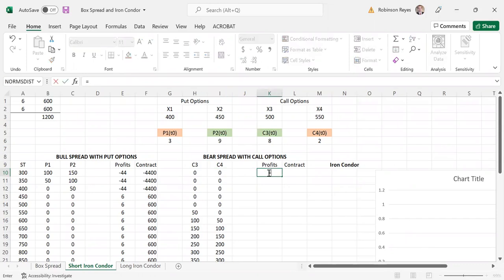Now, what about the profits? Well, if we are building here a bear spread with call options, let's keep in mind in a bear spread, we're buying high strike and we're selling low strike. So we buy the high strike call, which by the way is the one with the lowest premium, right? And then let's lock this.